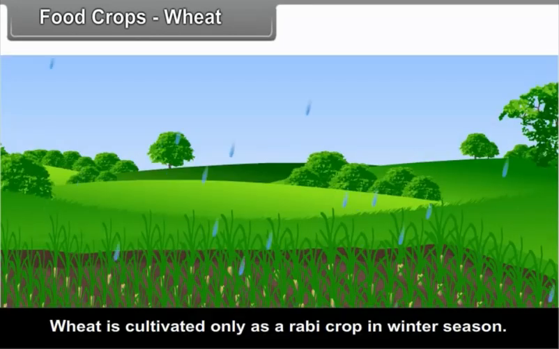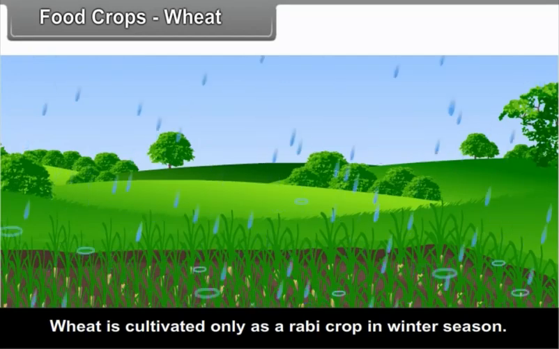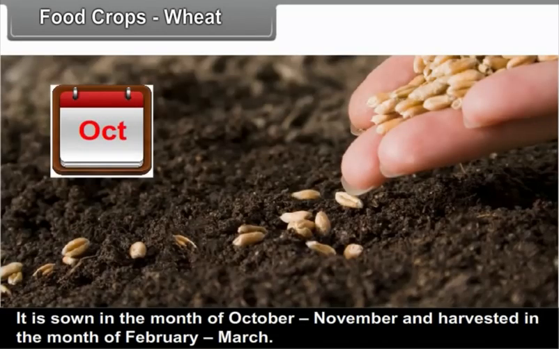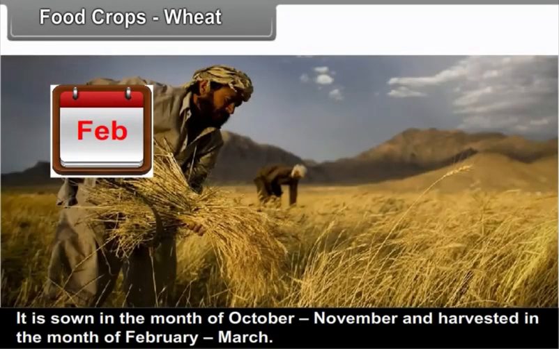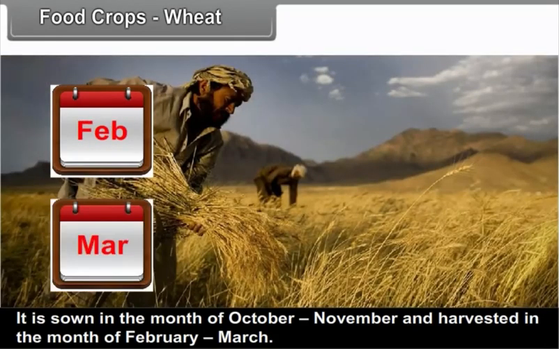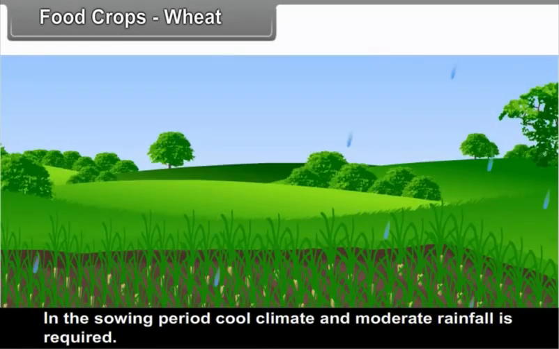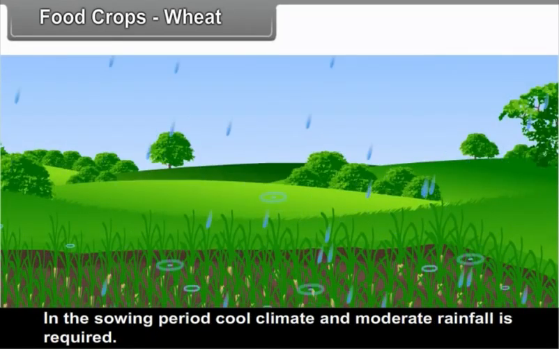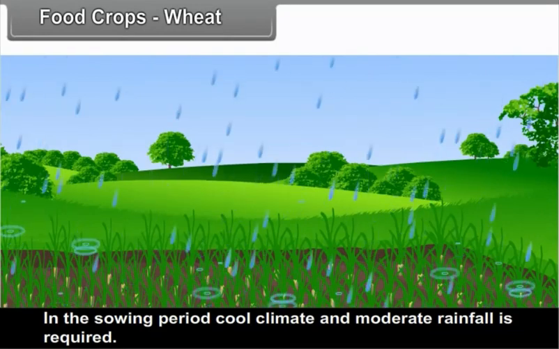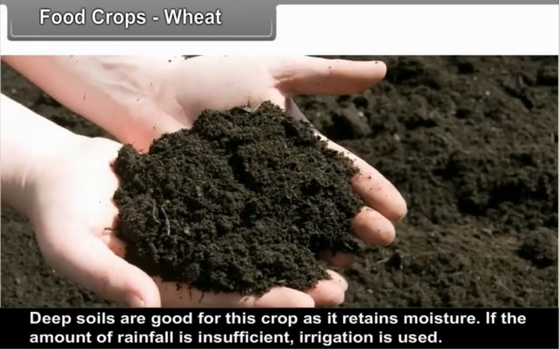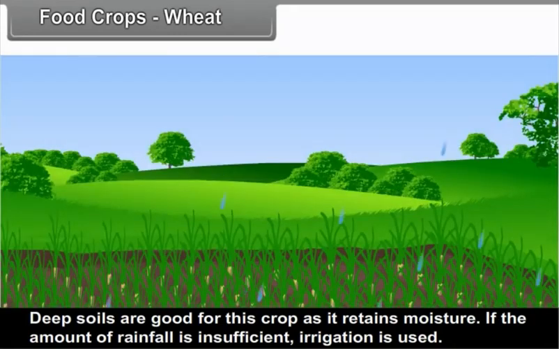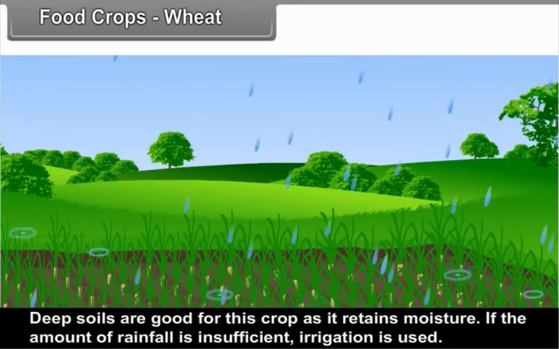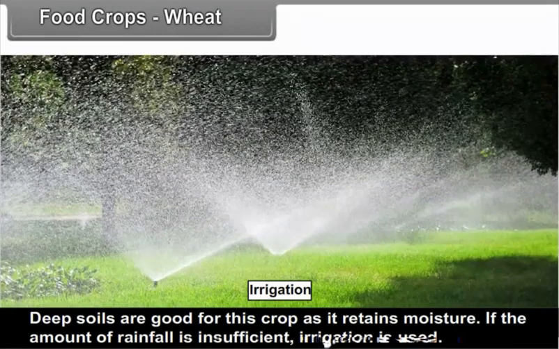Wheat. Wheat is cultivated only as a rabi crop in the winter season. It is sown in the month of October to November and harvested in the month of February to March. In the sowing period, cool climate and moderate rainfall are required. Deep soils are good for this crop as they retain moisture. If the amount of rainfall is insufficient, irrigation is used.